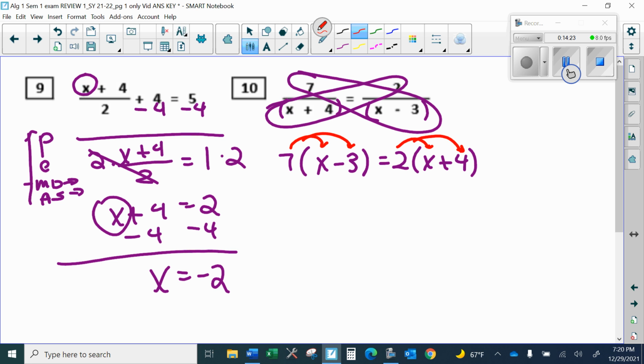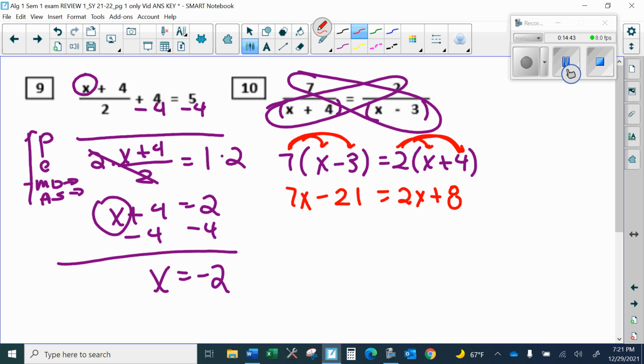Put arrows so you don't forget to distribute through both of them. Some of you might want to just do one arrow at a time. Do 7 times x, write it down, 7x. Then draw my next arrow, 7 times negative 3, negative 21. So you do not forget. 2 times x, 2x. Then draw my next arrow. 2 times 4, positive 4 is positive 8.